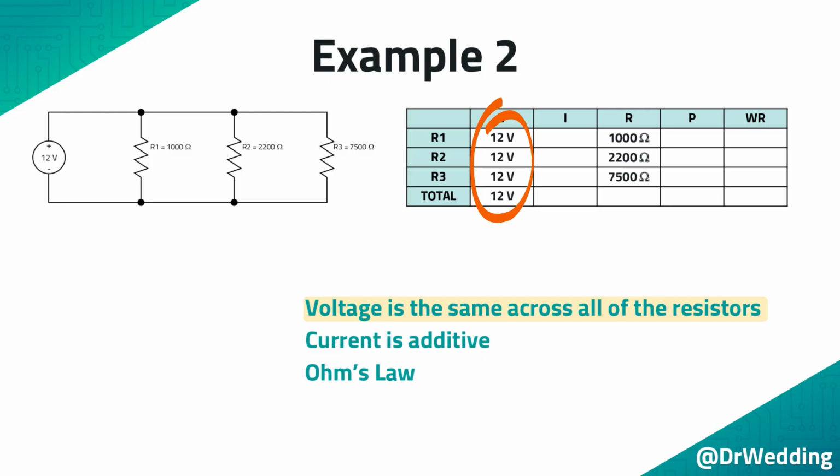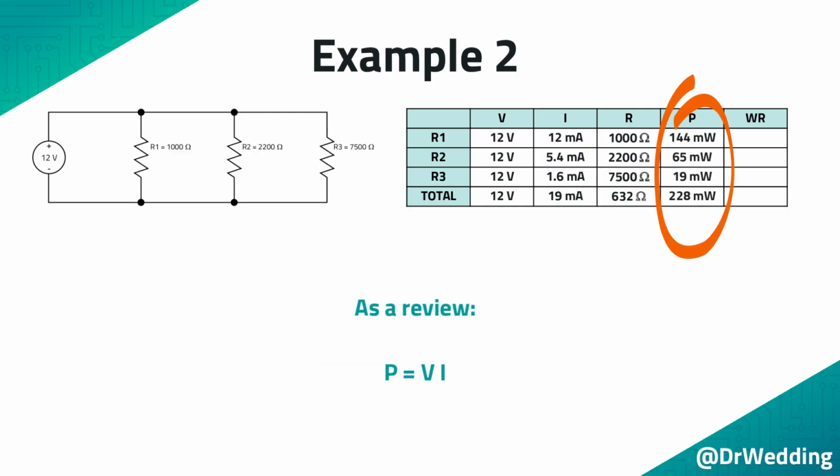Using the first rule, you can get the voltages across all 3 resistors. Using Ohm's law, 3 times in a row, you can find each of the branch currents. Because current is additive, you can find the total current by adding all the branch currents. And using Ohm's law one more time, you can find the total resistance of the circuit. The power dissipated by the resistors and the power delivered from the supply can be calculated using the equation P equals V times I.